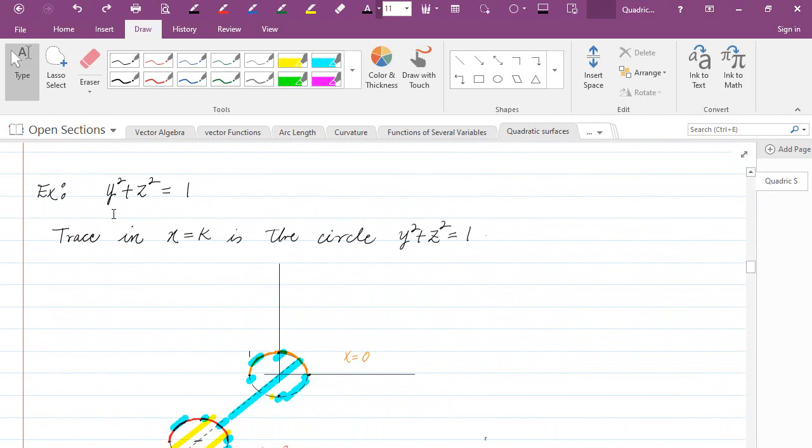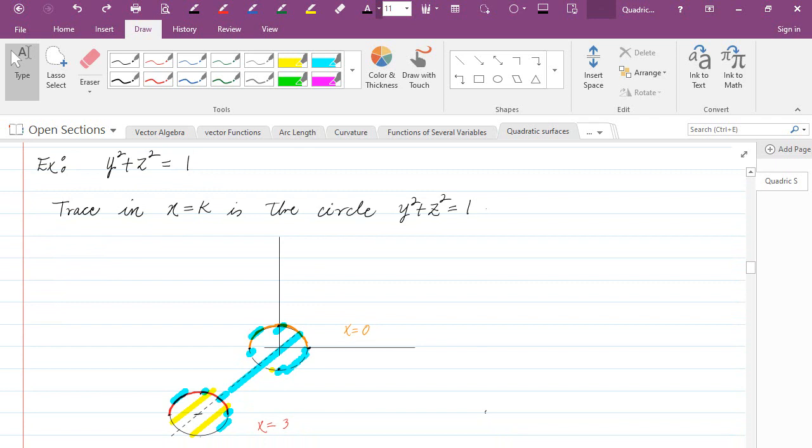Now, if I have, instead of z here, x squared plus y squared, then I'm also going to get a cylinder, but in that case the cylinder is going to extend along the z-axis. Again, if I replace z by x, then I'm going to get again a cylinder where the cylinder will extend along the z-axis.